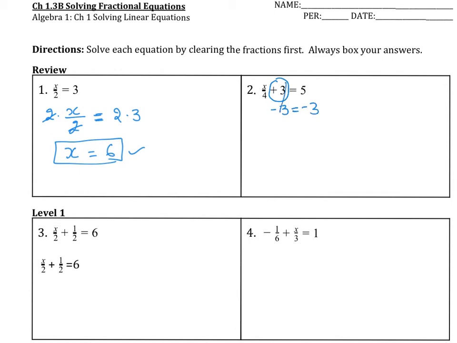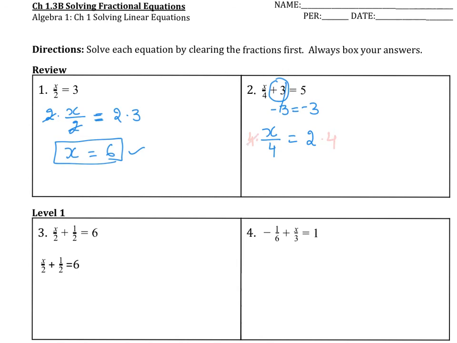This will cancel the 3 and you're going to get x divided by 4 equals 5 minus 3, which is 2. Now x divided by 4 equals 2. And then opposite operation of division is multiplication. So we are going to multiply 4 on both sides.